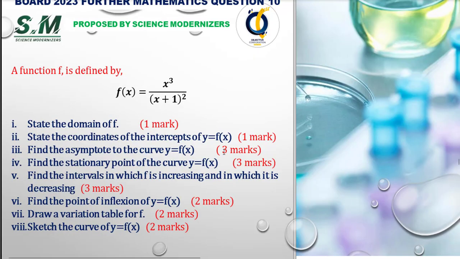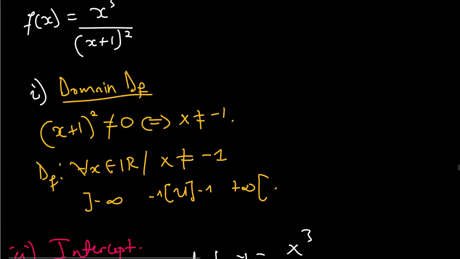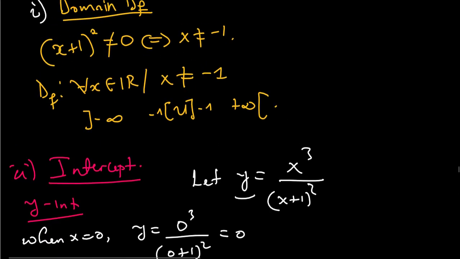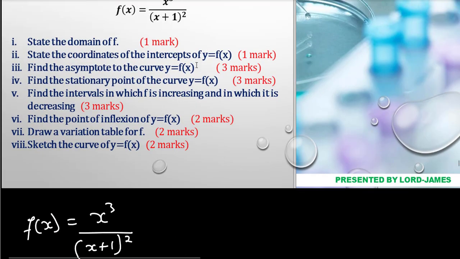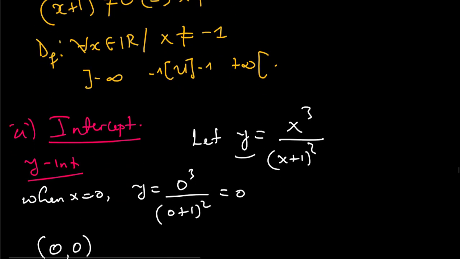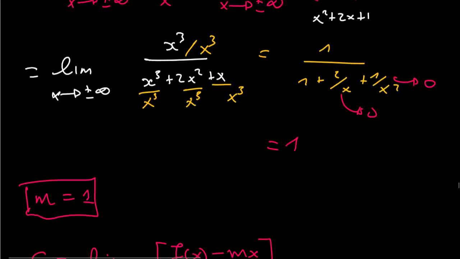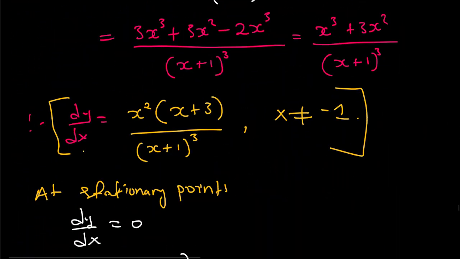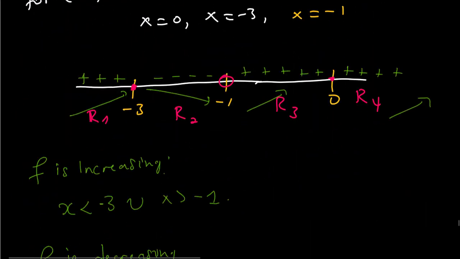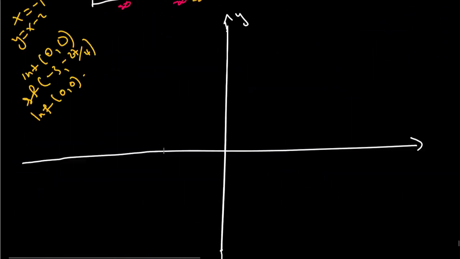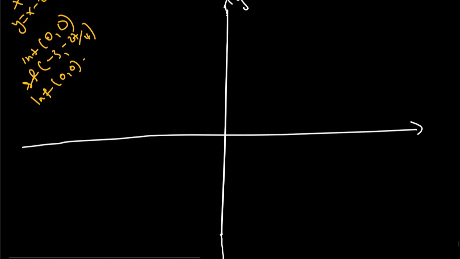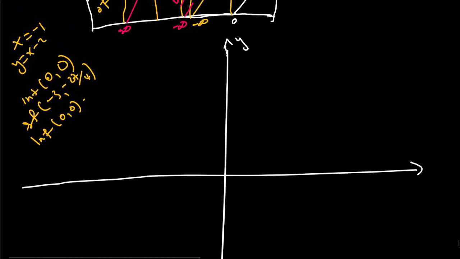Okay, so the last question says sketch the curve y equal to f of x. In order for us to sketch the curve, we are going to use all the information that we had above, starting from the domain of definition of the function, and all this information is represented on a table of variation. So the Cartesian plane is already represented as such.